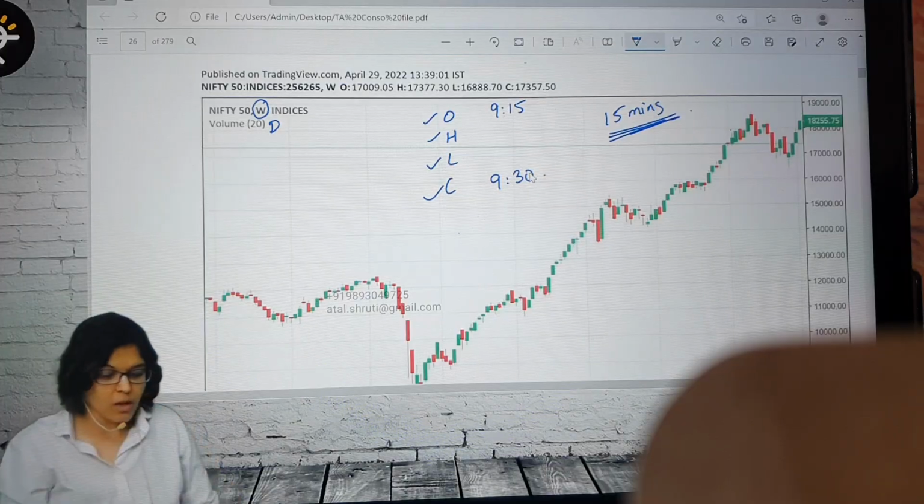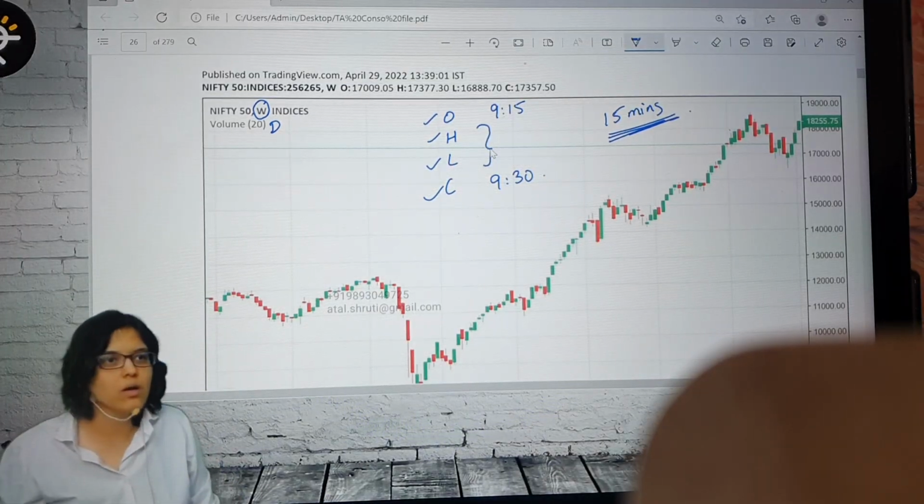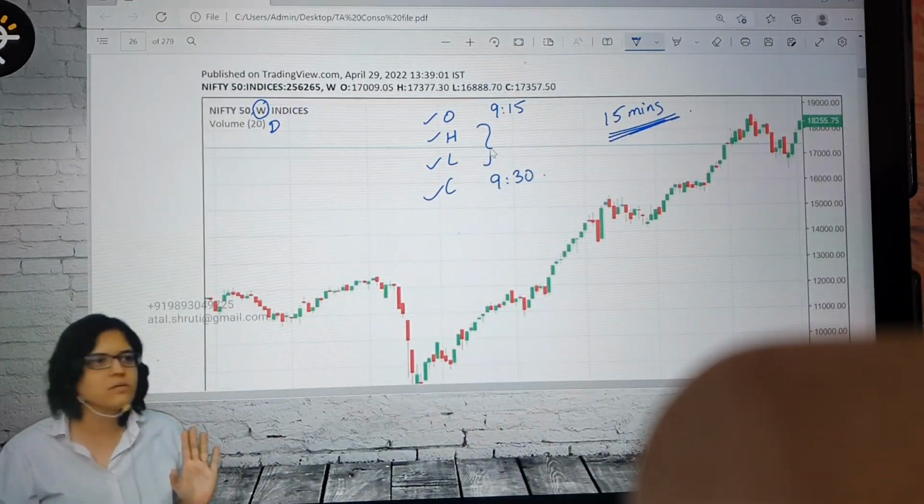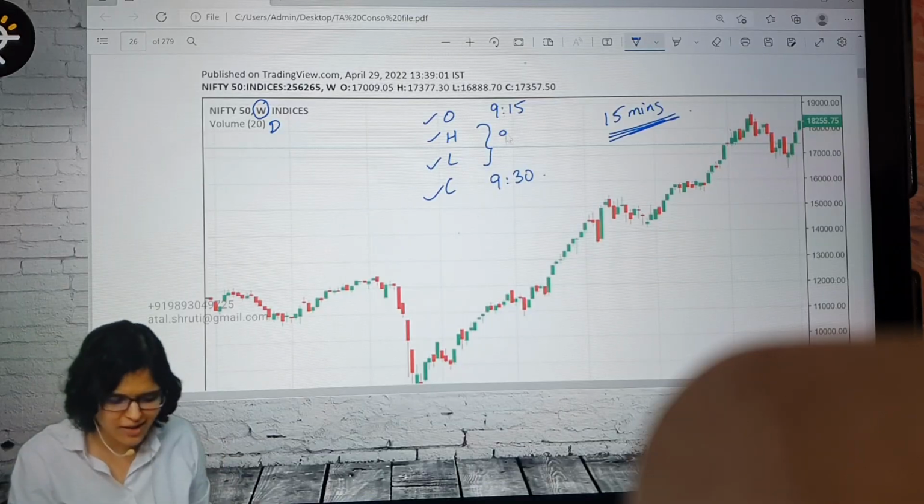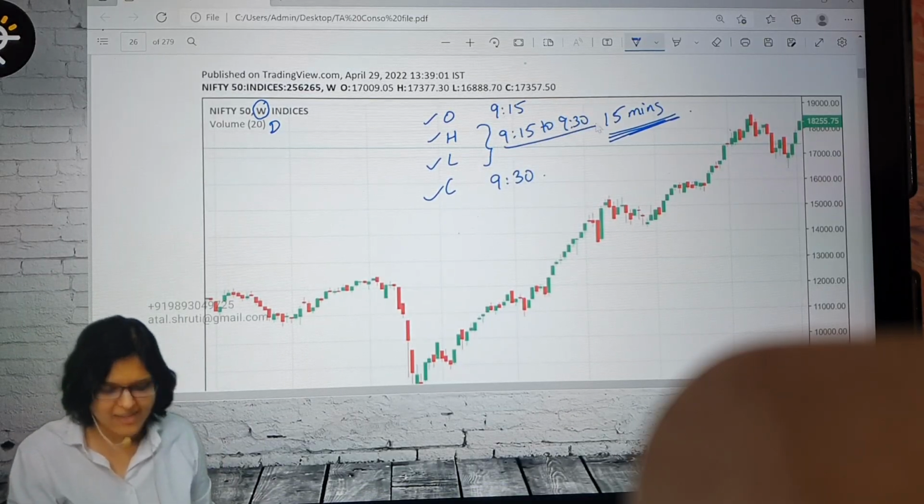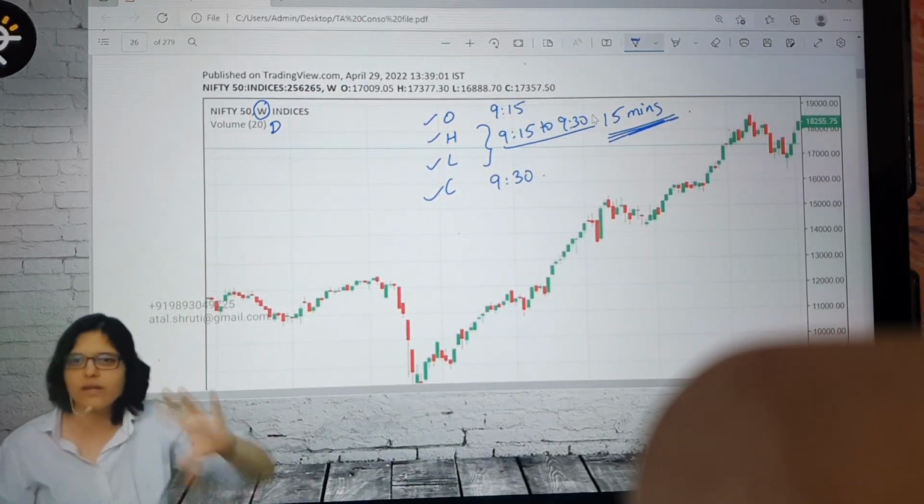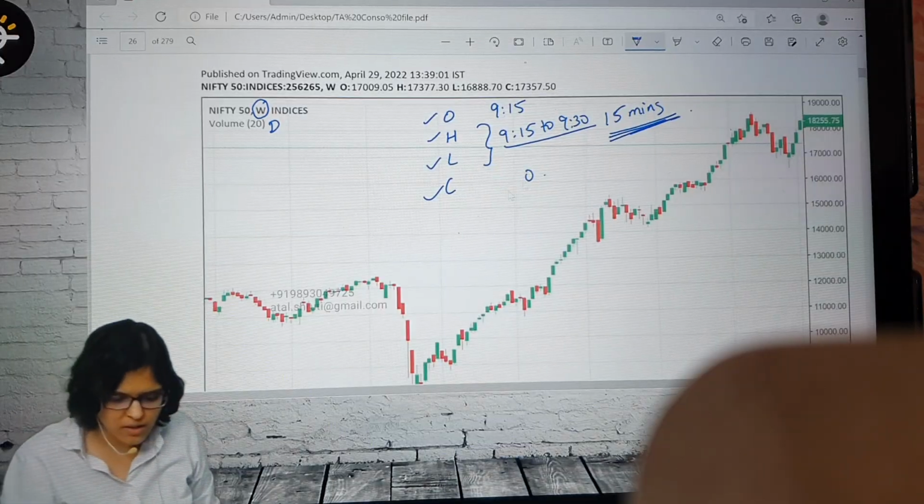We'll see there. How will we get high and low? In between 9:15 to 9:30, sorry. I will let them guess. This 15 minutes gap. Inside that, whatever is the high and low, you will get it. Is this understood? Very clear. Last one. What about monthly candle?